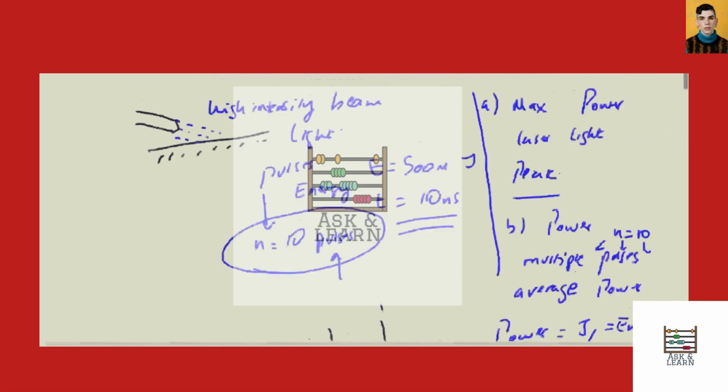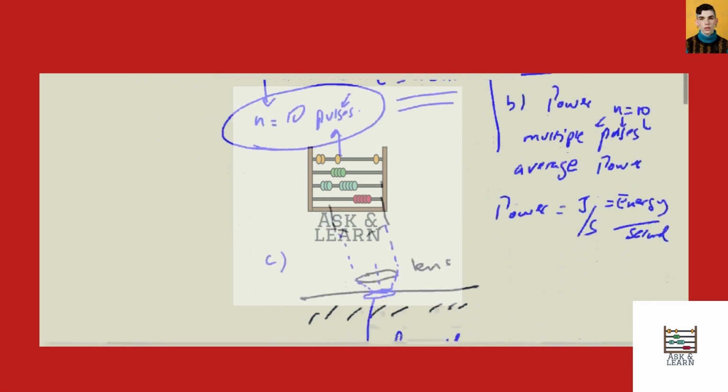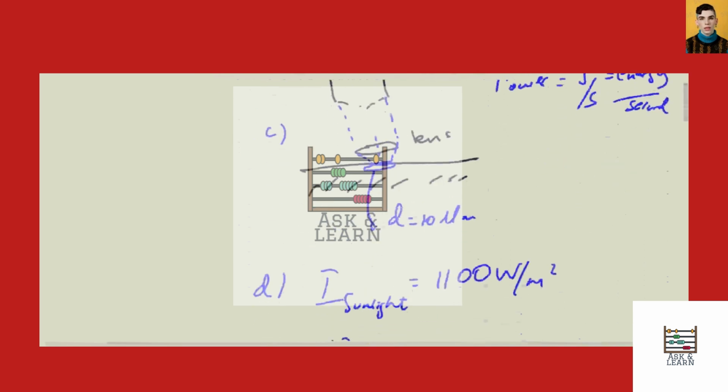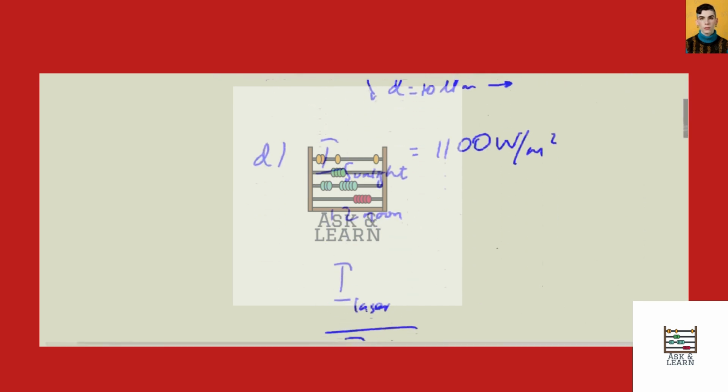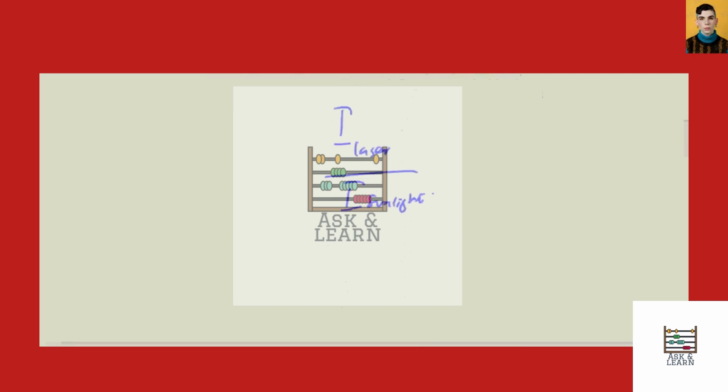So just to clarify the requirements of the problem, we want to get the peak power, the maximum power out of all these pulses. We also want to get the average power of all these pulses, and we also want to get the diameter. And also we want to get the ratio of the intensity between the laser beam and the intensity of the sunlight. So those are issues we're looking at.